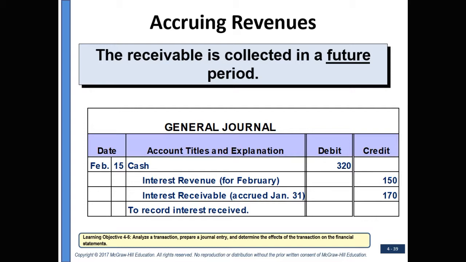The receivable is to be collected in a future period in the original entry. Remember, $170 was accrued through January 31st. When we receive the actual cash, our cash increases, so it's debited by $320. That's the interest payment actually received. Interest revenue will be credited for the $150 earned in February. And the interest receivable will then be satisfied. We will have received it, so we will credit it and take it back to zero by $170.